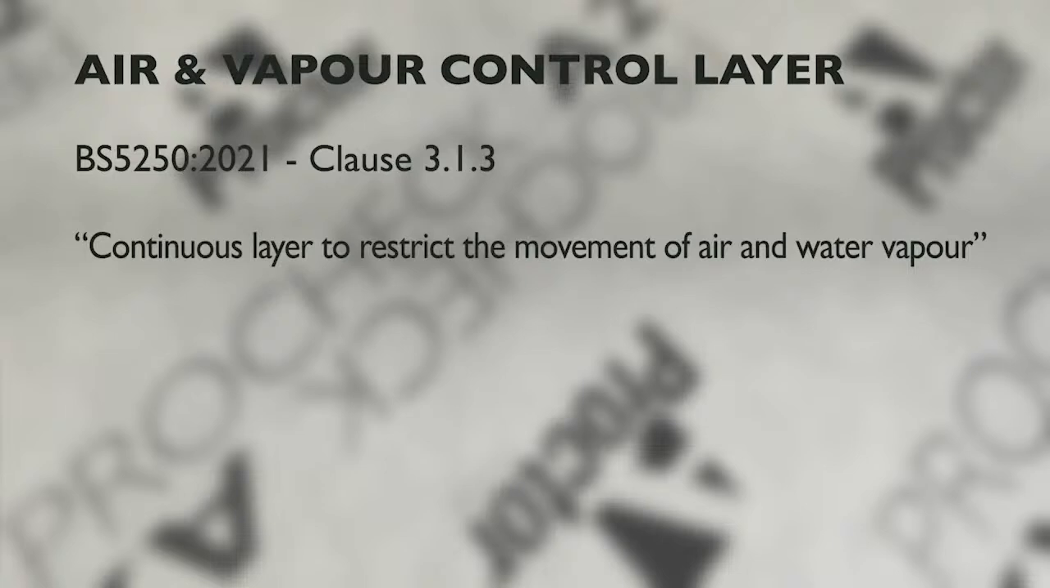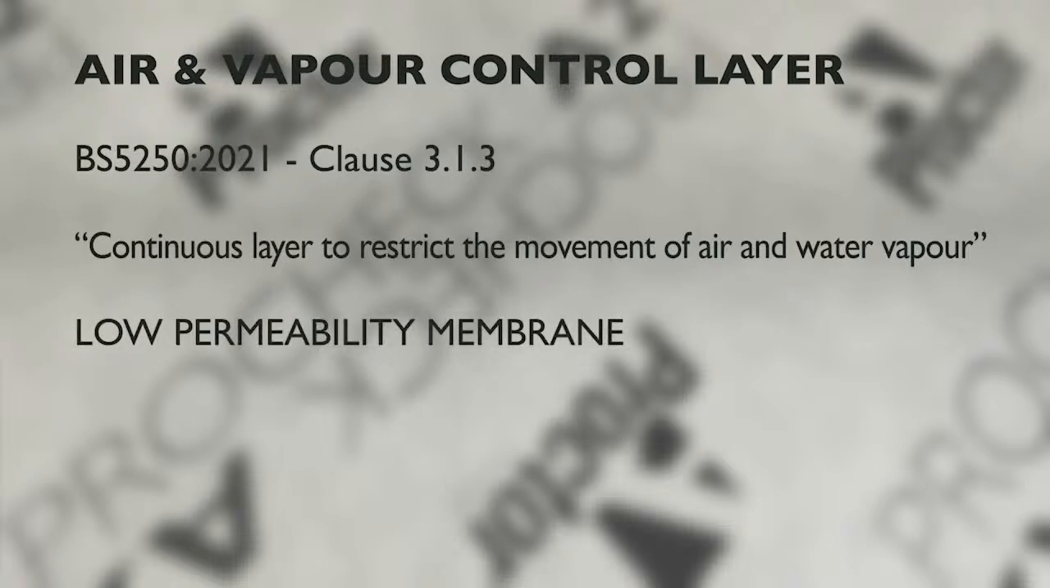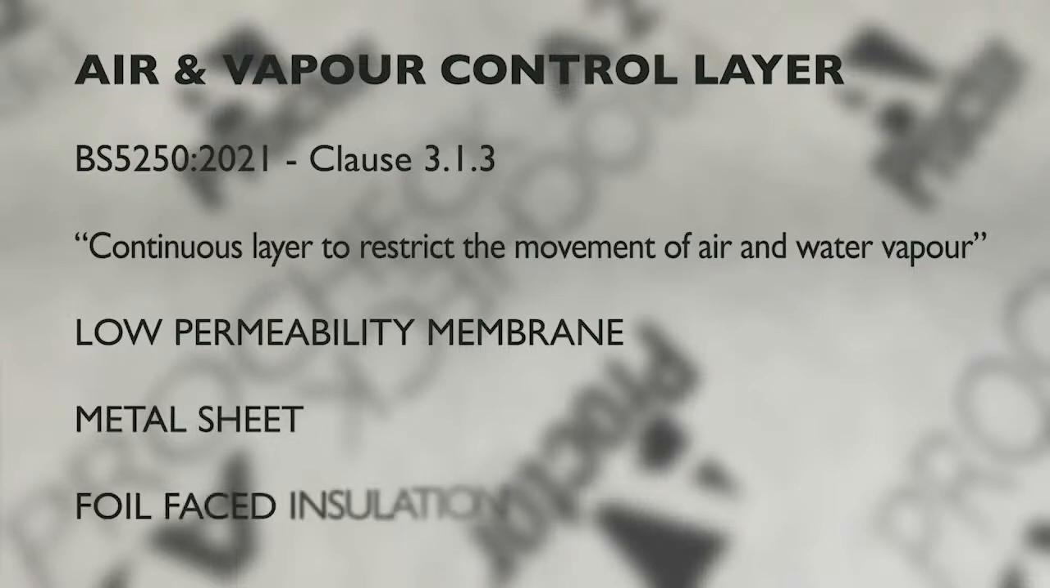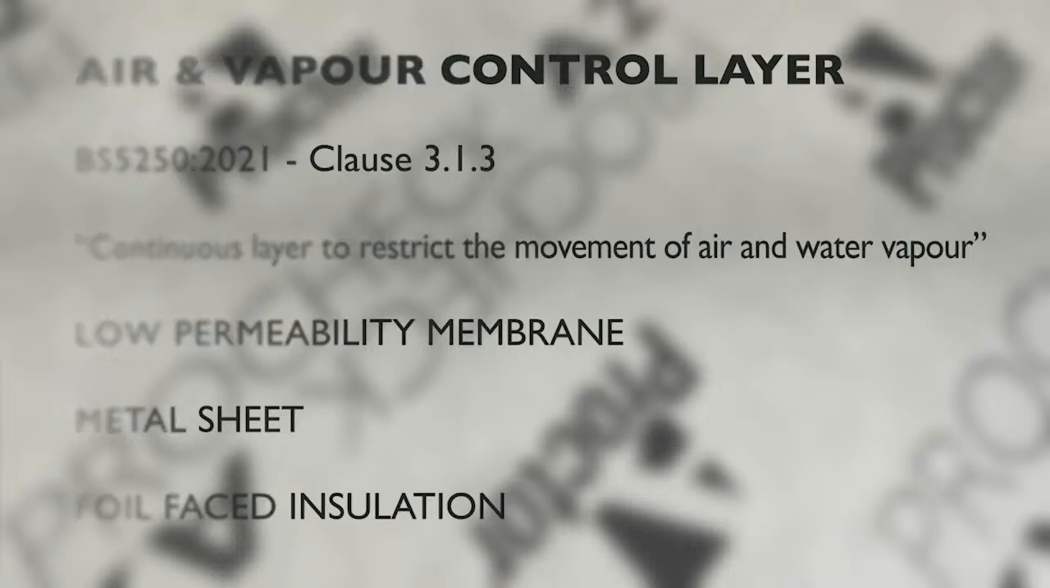This is a fairly self-explanatory definition, and membranes of this type are added to constructions to control the passage of air and water vapour into and through the fabric of a building element. In rainscreen facades, a low permeability membrane is the most common and usually simplest form of AVCL, but impermeable components such as a foil-faced insulation or steel profile sheeting can also function as AVCLs if specified and installed appropriately.